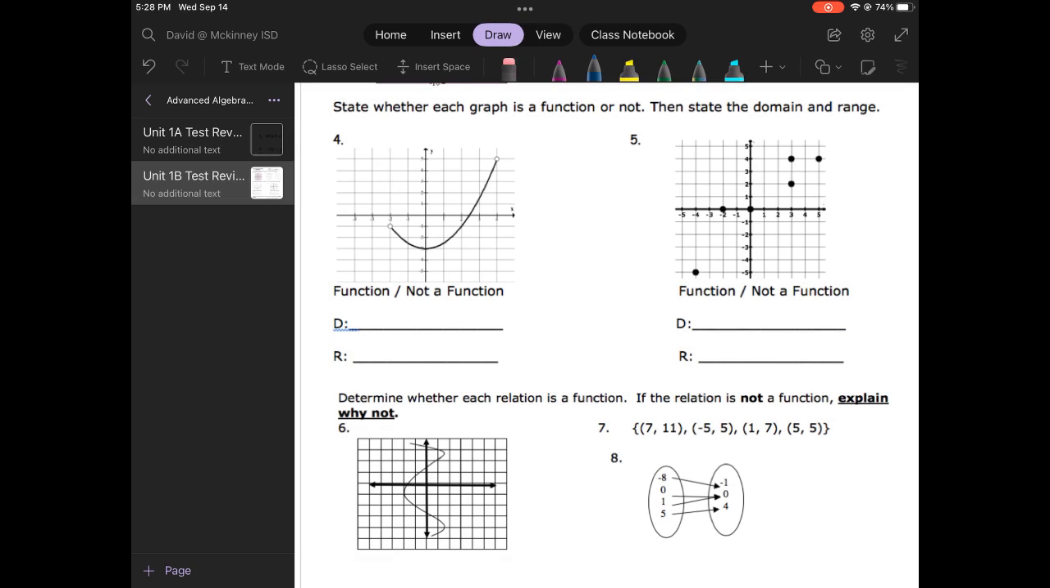Problems 4 and 5 ask me to look at the graphs that are given and state whether or not each of the graphs is a function. And then it wants me to list out the domain and range. So let's start with number 4.